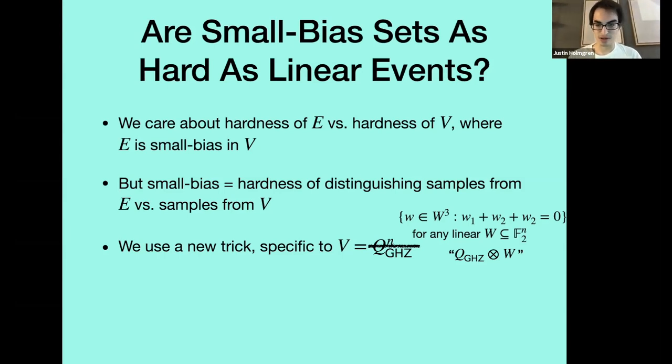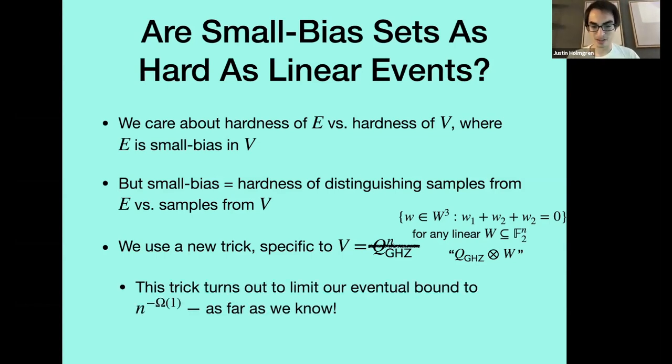So let's see, what is this trick? Well, before I get to that, this weird part of our proof turns out to be the reason that we only get an inverse polynomial bound. And I think understanding what's happening here a little bit better would pay dividends. I don't think we understand this part very well right now.